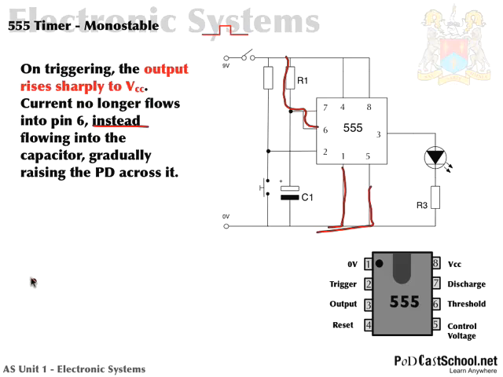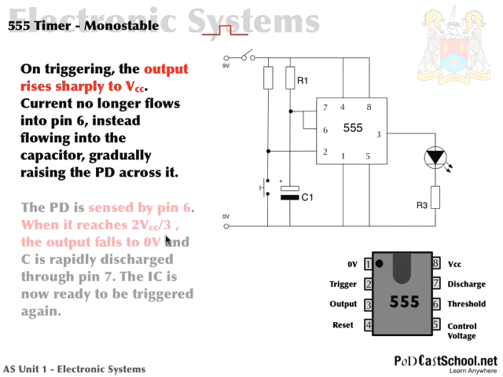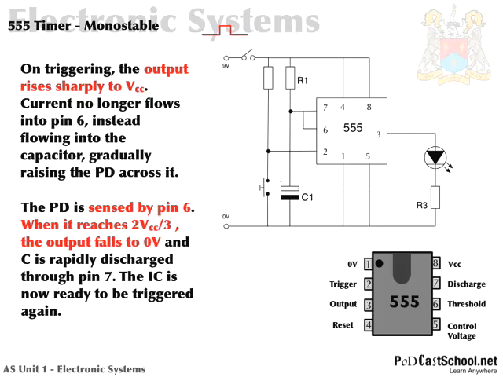Instead, it flows into the capacitor, gradually raising the potential difference across it. So this no longer happens when it's triggered. The current flows into the capacitor, and as you know, whenever that happens, the capacitor begins to charge. The potential difference, that's what PD is there, is sensed by pin 6. So remember, pin 6 is actually the threshold pin, and it senses voltage, that's its job.